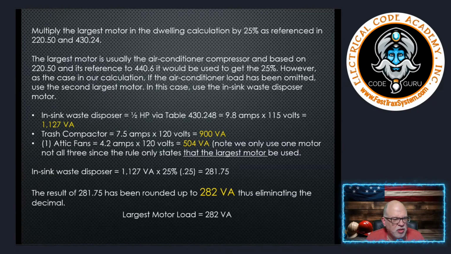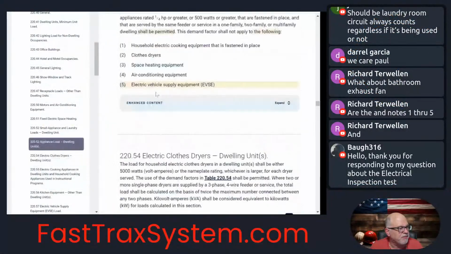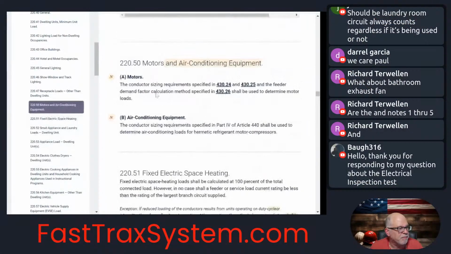All right, well, let's go look at the code, because this is one of the most confusing areas of the code for people. Let's go look at 220.50 and see where we get that language. Right here.